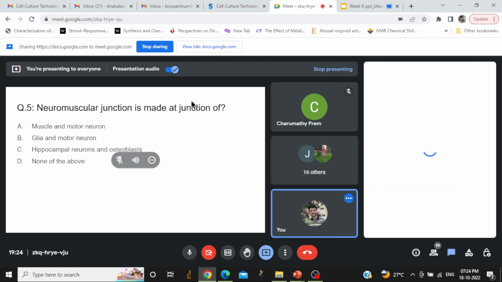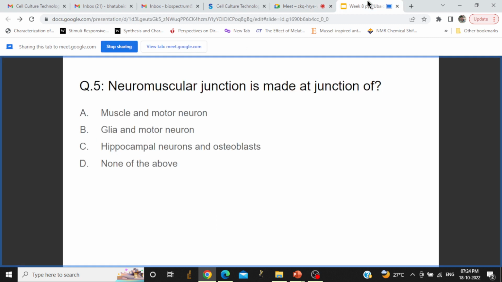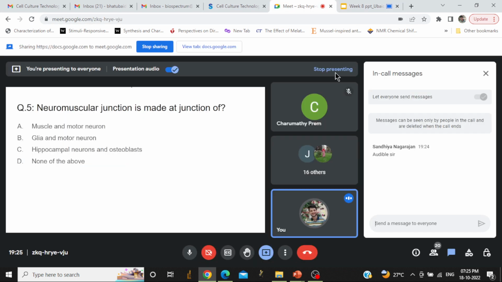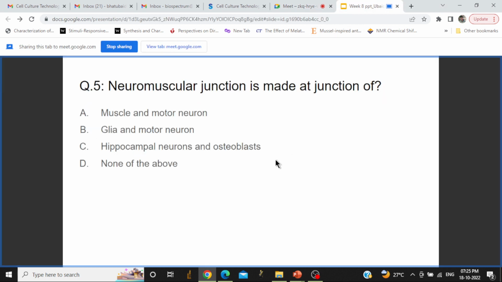So, I was here in this question. Neuromuscular junction is made at the junction of... where is it present: the junction of muscle and neuron, glia and motor neuron, hippocampal neuron, osteoblast. So has anyone answered it? Yes, I think earlier Sandhya answered that the answer is A, muscle and motor neuron.